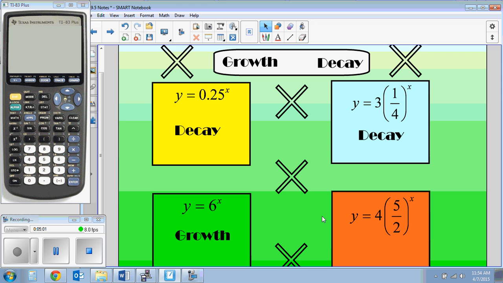Then y equals 4 times 5 over 2 to the power of x. This is also going to be growth. Even though it's written as a fraction, 5 over 2 is 2.5, which is greater than 1.